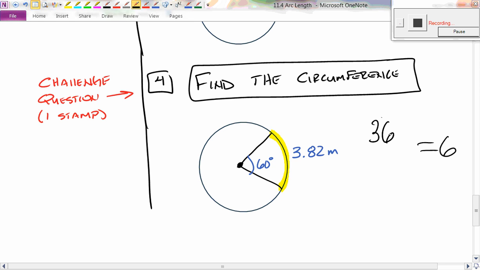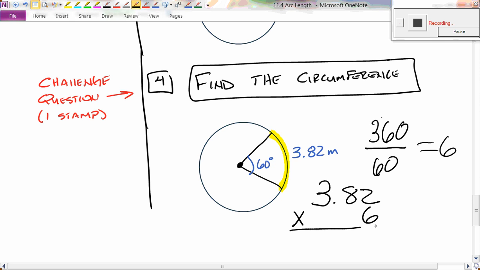Okay, so why are you doing what you're doing? You gotta explain it. Oh, I don't know how to explain it. I just did it. Okay, explain what you did. I did 360 divided by 60. Why did I do that? 360 divided by 60 because that's the circle and that's the angle. Okay, and that equals 6. And then I did 3.82 times this 6.